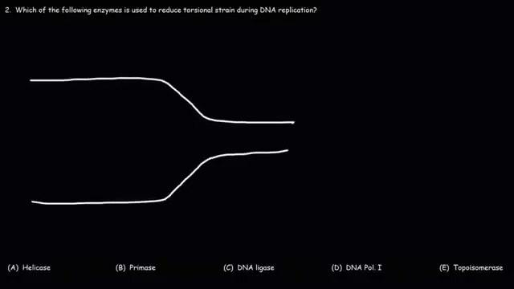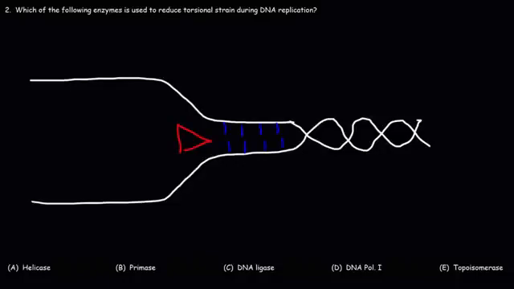Number 2, which of the following enzymes is used to reduce torsional strain during DNA replication? Is it helicase, primase, DNA ligase, DNA polymerase 1, or topoisomerase? What would you say? So feel free to pause the video to work on it. So we know the answer is not A. As we said before, helicase is the enzyme that breaks the hydrogen bonds, thus separating the 2 strands. So A is out.